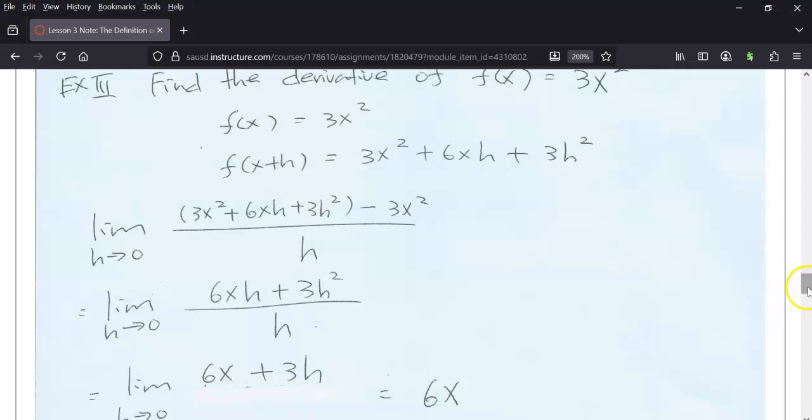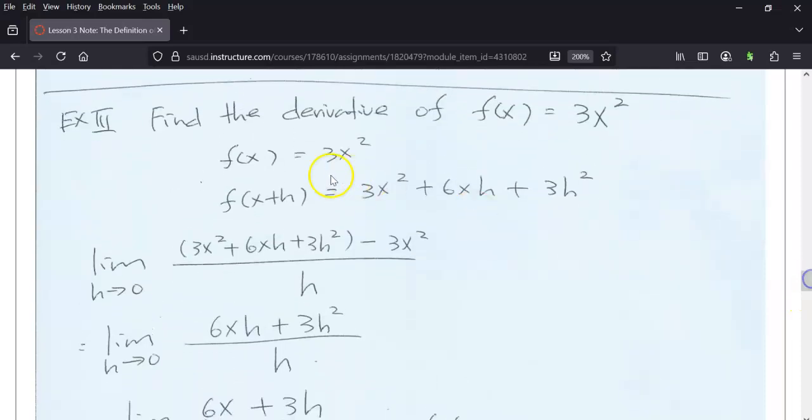All right, let's try another one, something a little different. Now you have a quadratic function, 3x squared. So that's the first step: copy the original function. Then step 2, take the function and let f be of x plus h. So you expand this out. It's basically 3 times x plus h, squared.